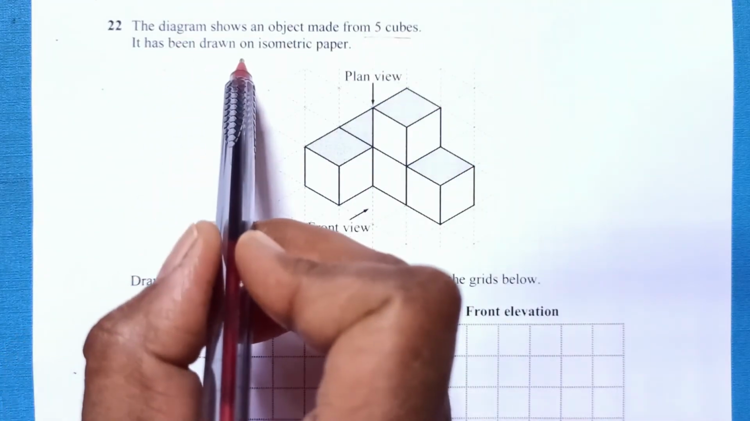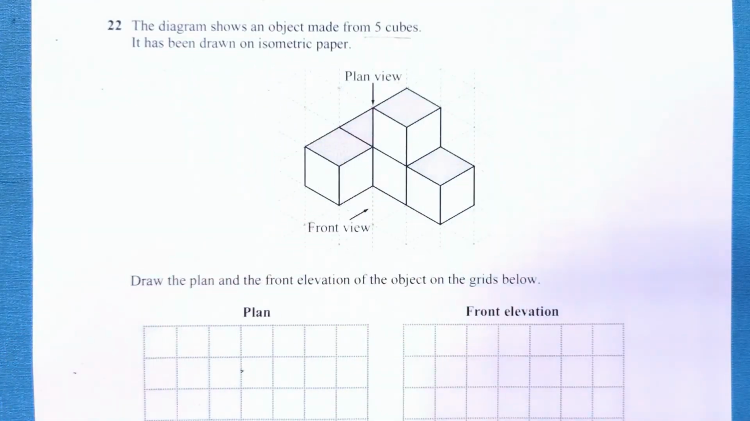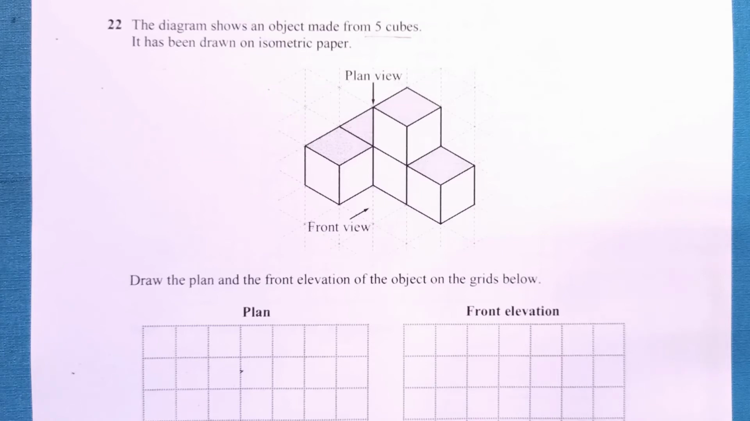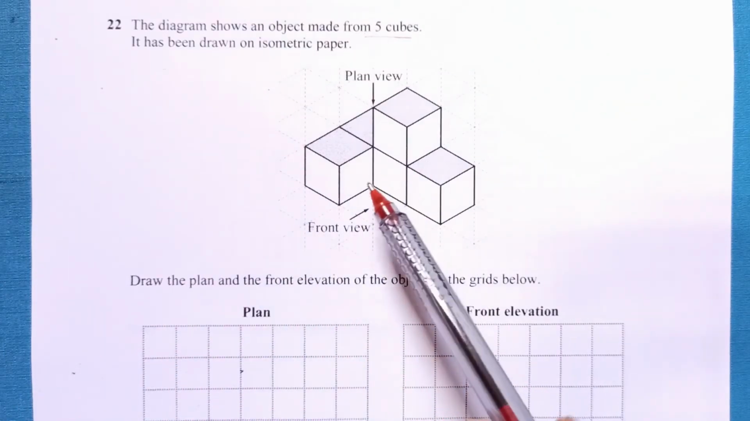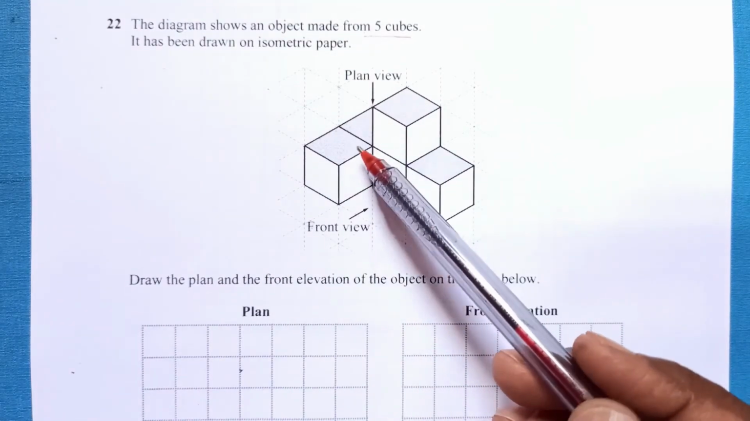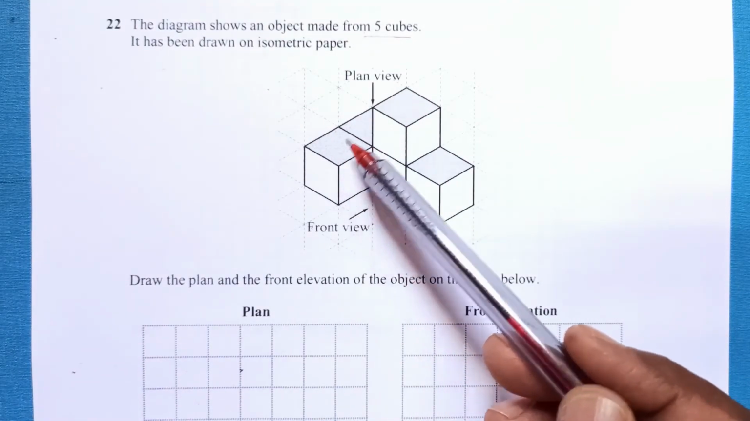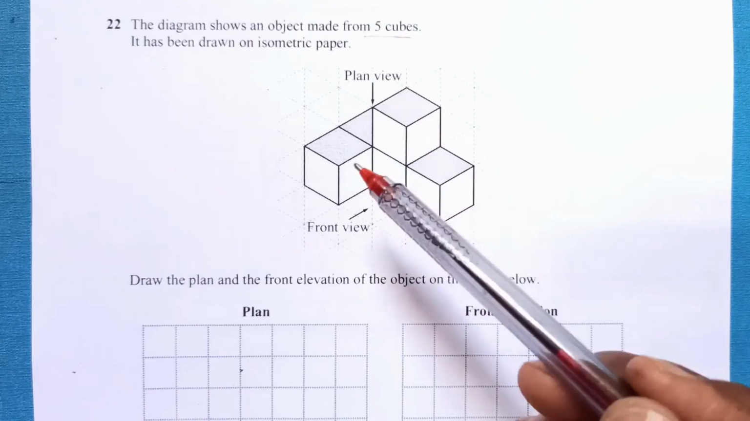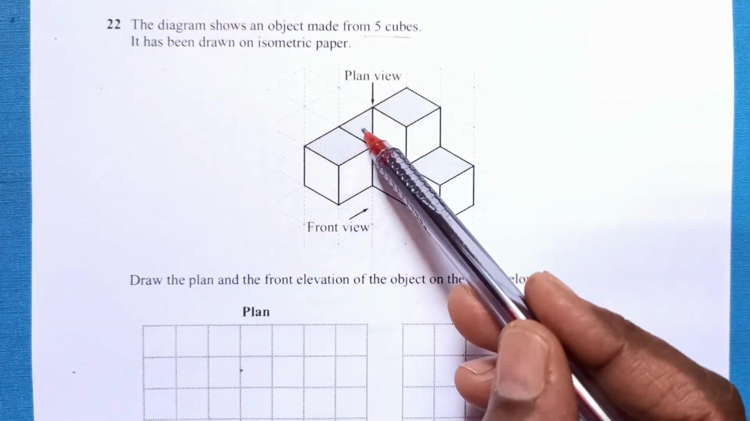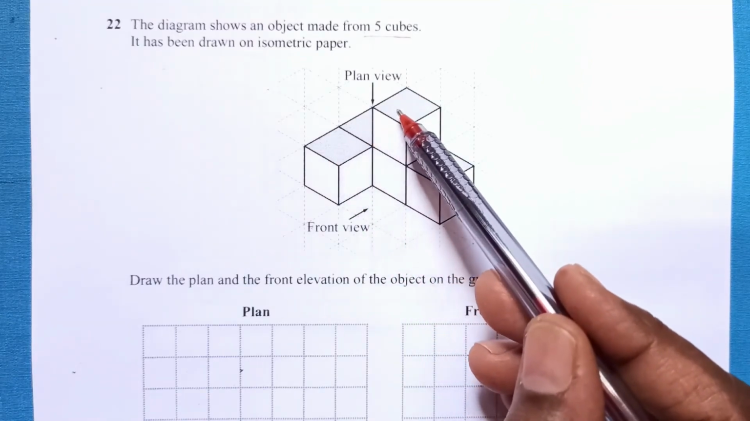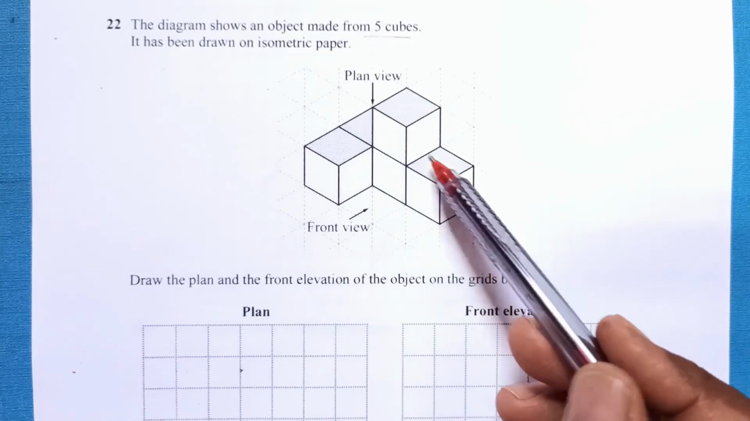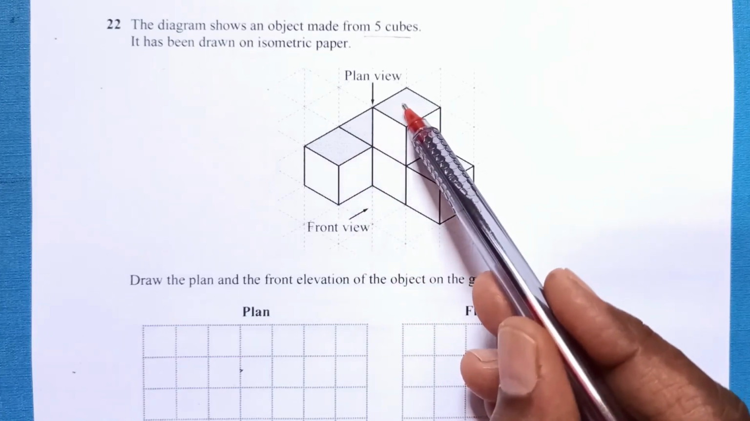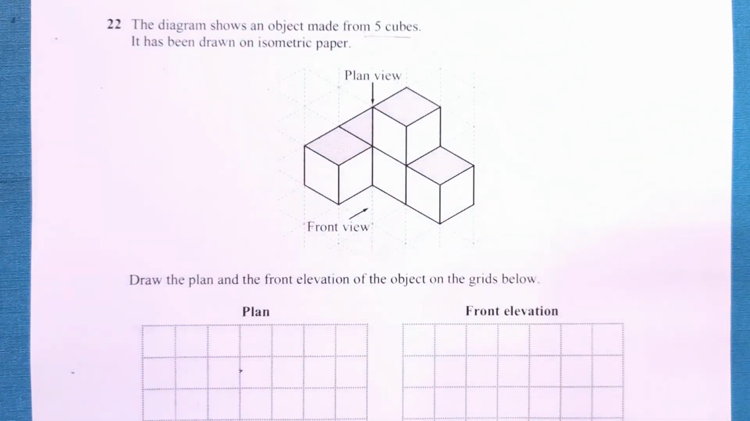Question 22. The diagram shows an object made from 5 cubes. It has been drawn on isometric paper. So let's see how to draw this. From the plan view, that means from the top, you will see these 3 in a line, 1, 2 and 3, and then 1 this one. So the 3 should be in line and 1 the other way. So we can draw it like this.